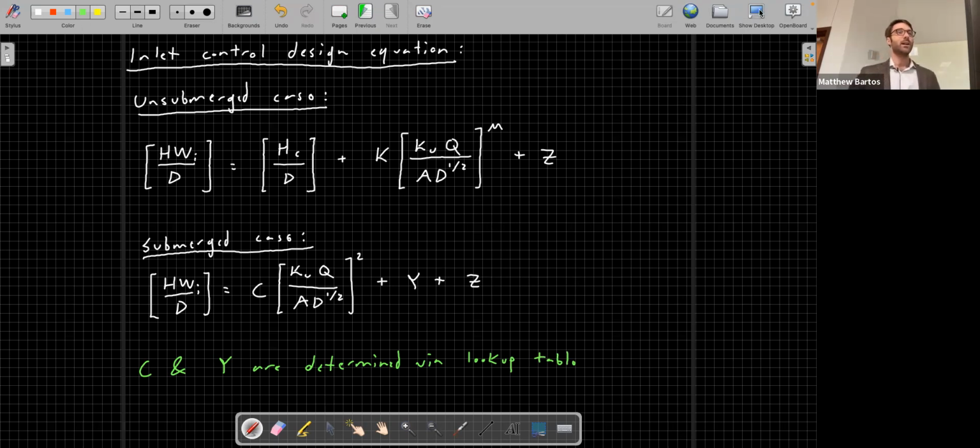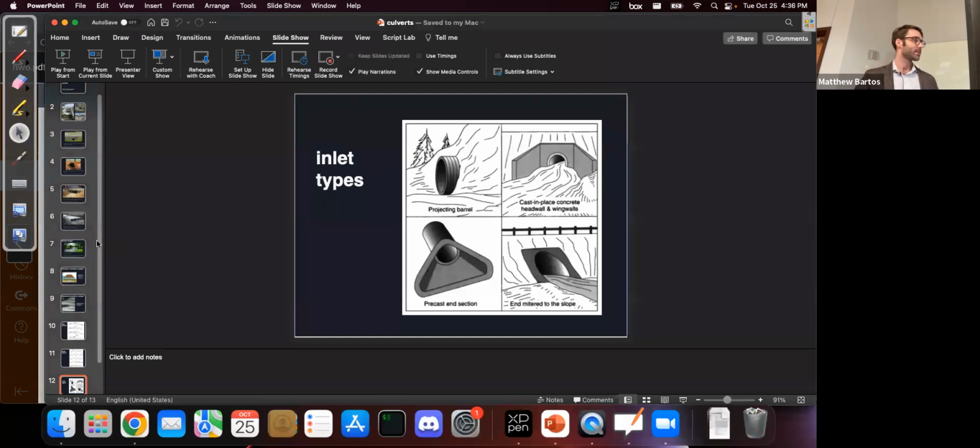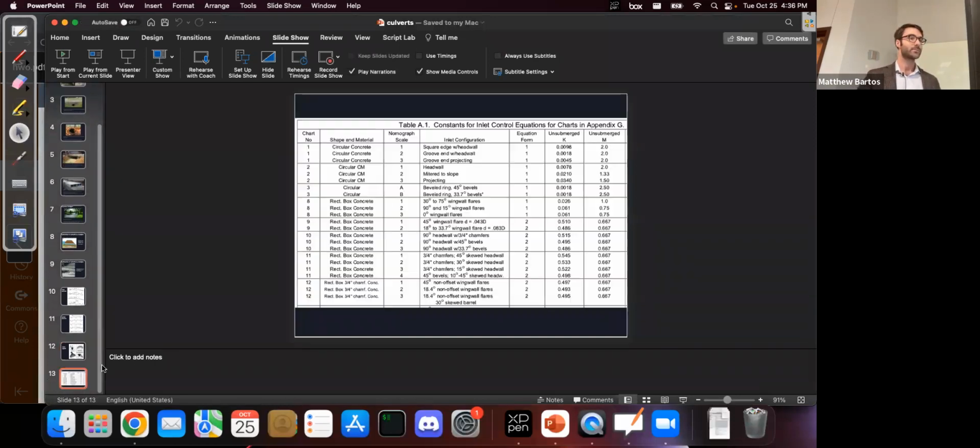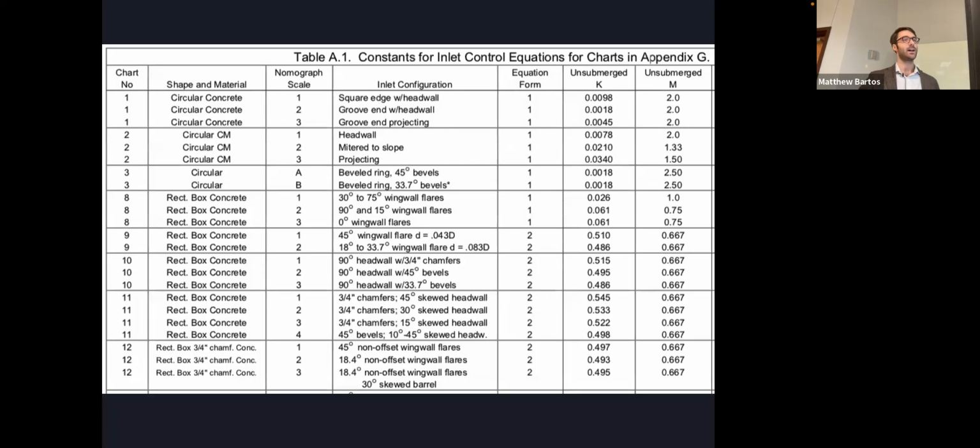Let me show you what these lookup tables look like. This is what a set of coefficients might look like for culverts. It depends on the shape and material and the inlet type. Then you have the coefficients for the unsubmerged case, in this case just unsubmerged, the K and M coefficients. So you would determine them via lookup table.